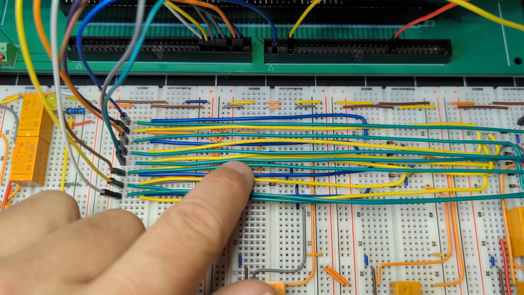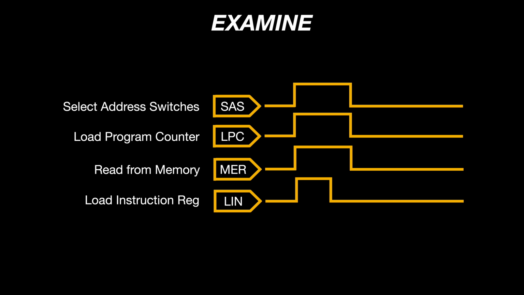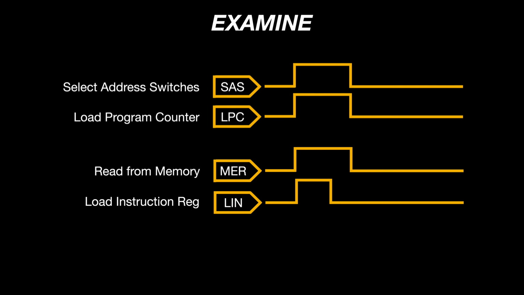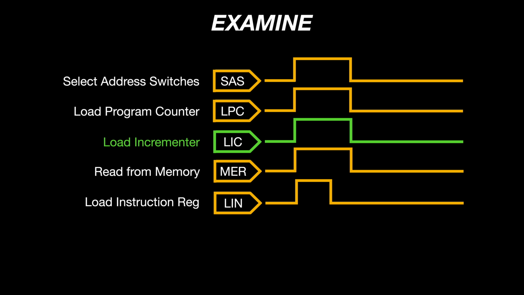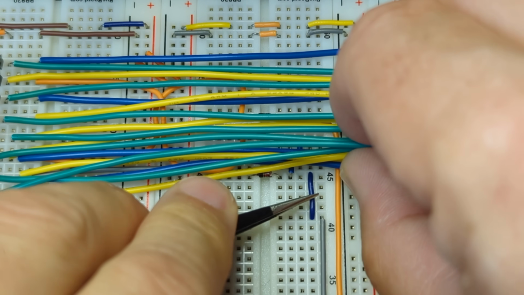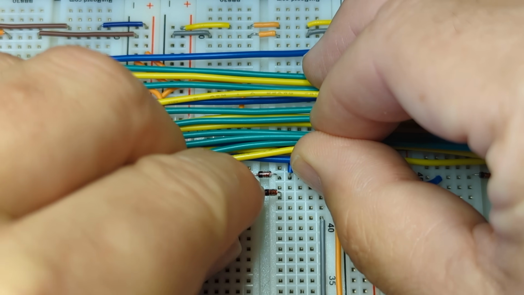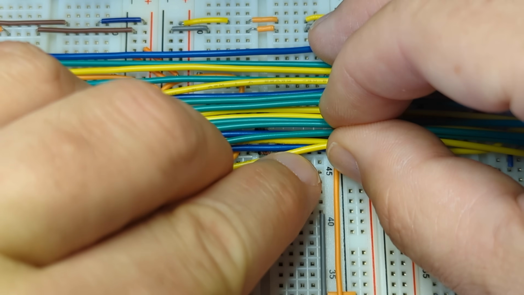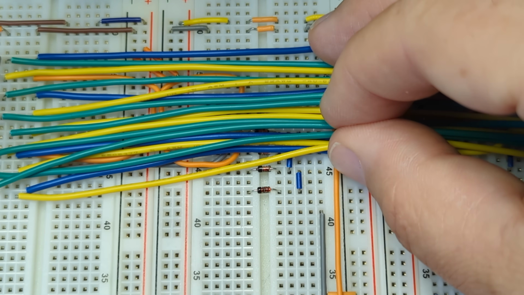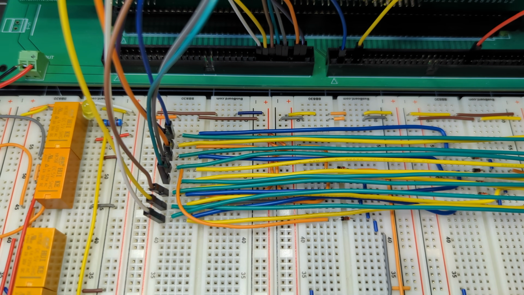But in this case, I had already nicely covered up the diodes on the examine function before I realized that I needed to add an extra control line to ensure that the examine and deposit next functions are starting from the right memory address. So this meant a bit of delicate open board surgery to remove the old jumper, install the additional diode, wire all of that back together, and then make the connection to the load incrementer control line.